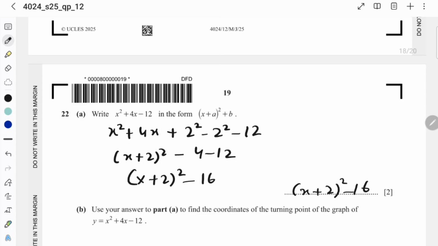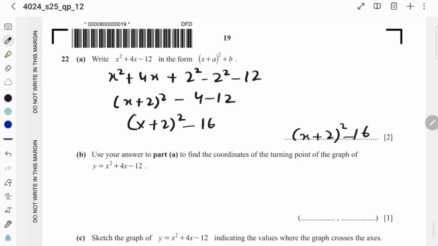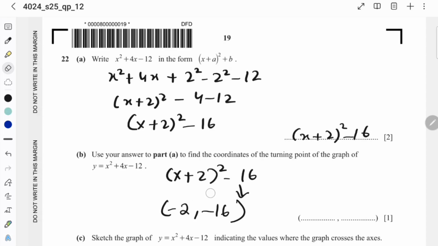The next part is use your answer to part A to find the coordinates of the turning point of the graph. That is very simple. We just take x plus 2 whole square minus 16, and write down as it is the value of y, and we change the sign and then write the value of x. So that is minus 2, minus 16. Always we write down the turning point in this way.